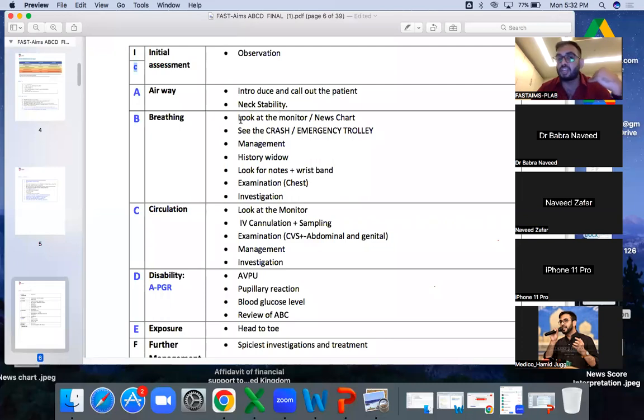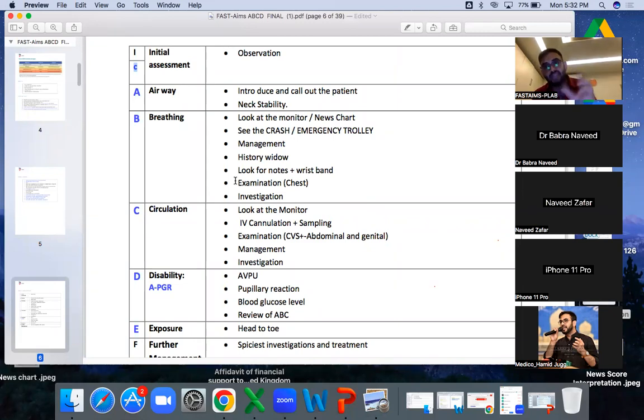In this, the sequence we adopt: look at the monitor, we see any NEWS chart over there, we see the emergency trolley. Then we do the management which is required. Then we take the history. Then we look for any notes, any wristband, any post-operative notes, any patient notes. We do the examination and we do the initial investigation. This is the breathing approach, and you should know these segments very clearly.